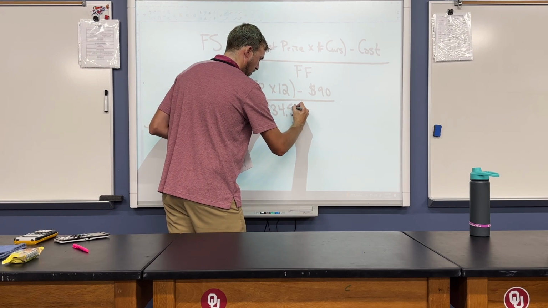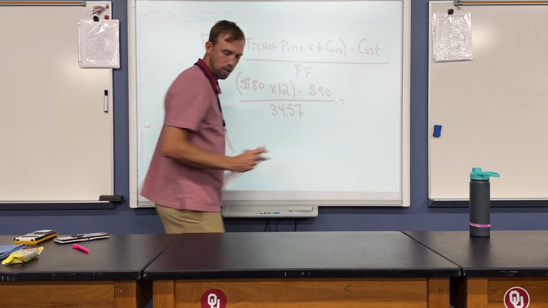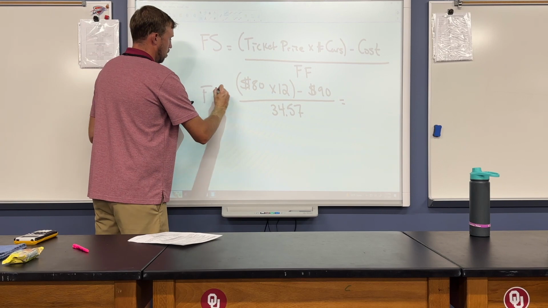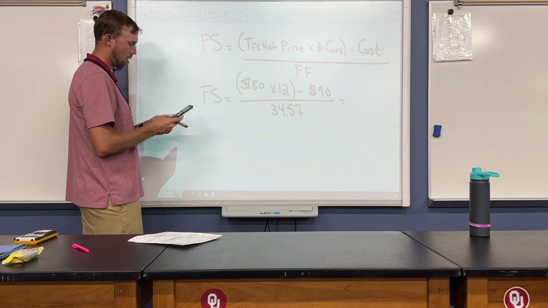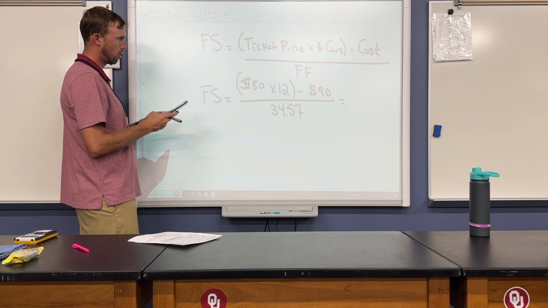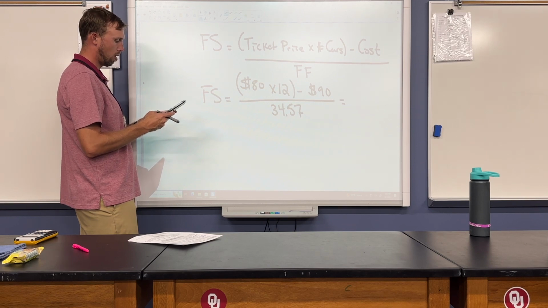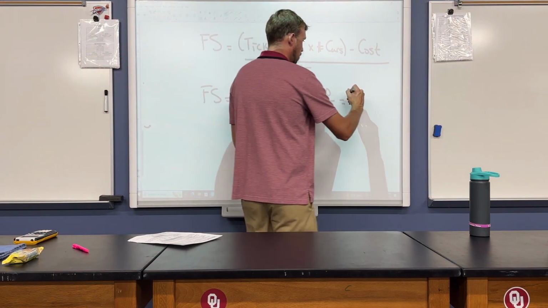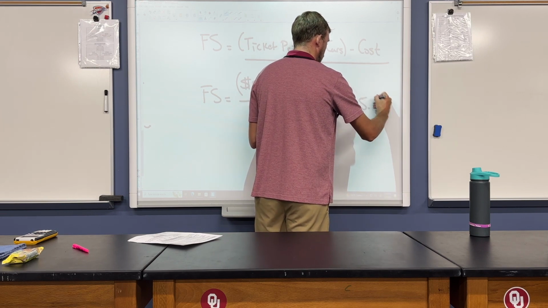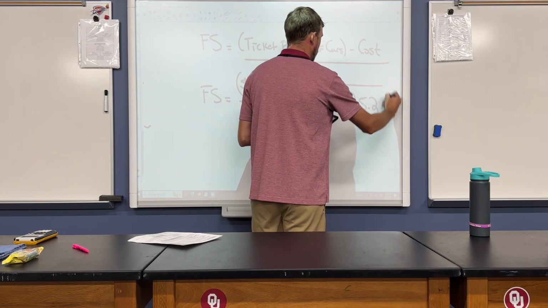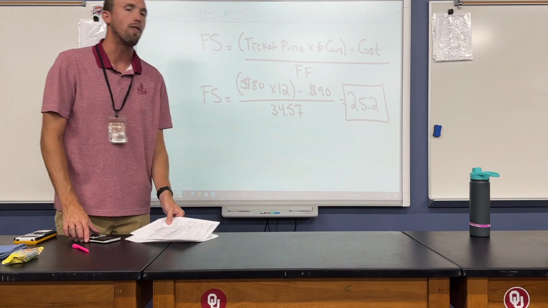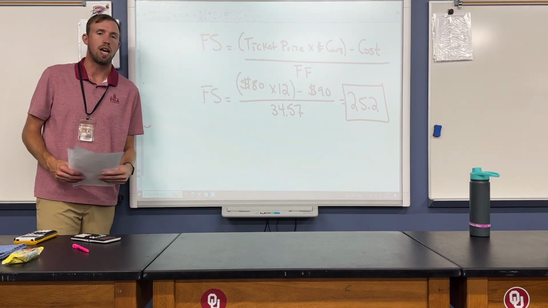Okay, so now I'll plug all this in and see what our outcome is. So $80 times 12 tickets, minus $90, divided by 34.57, and I get 25.16, so I'll round it to 25.2. So here would be my overall final score for this set of choices.